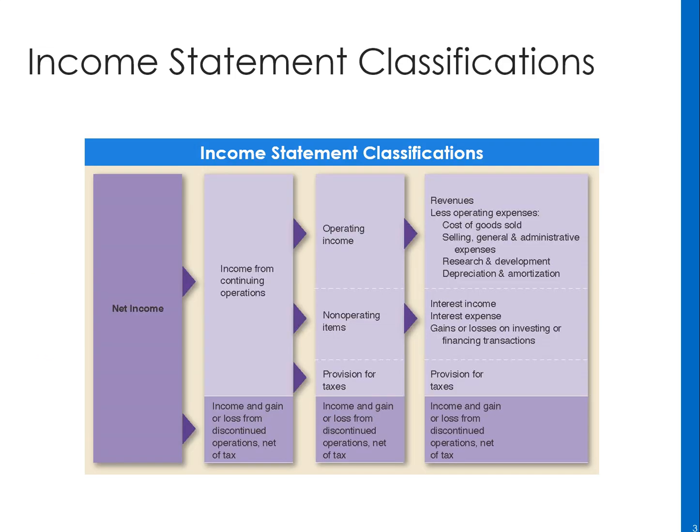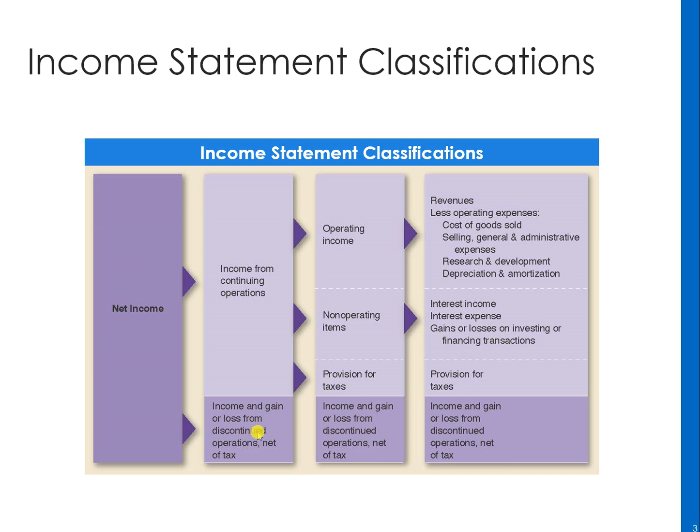To answer those questions, we cannot just focus on net income because it will not tell us everything. Rather, we must use the various classifications within the income statement. So let's talk about income statement classification. First of all, net income can be decomposed into income from continuing operations and the gain or loss from discontinued operations.